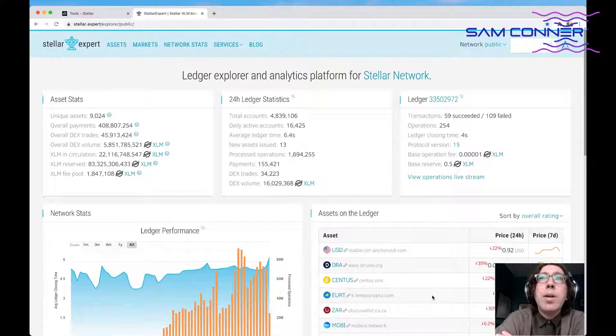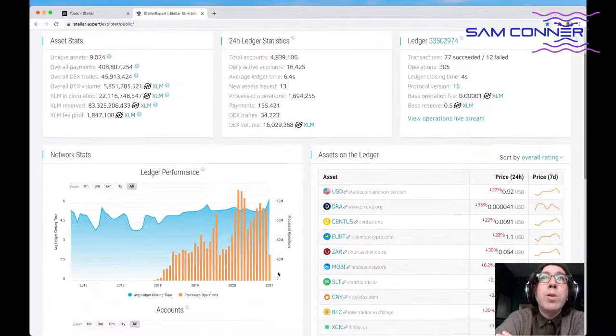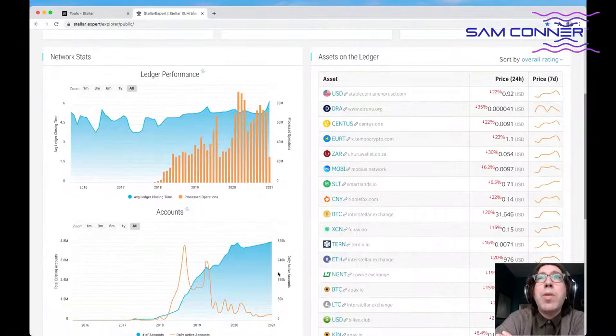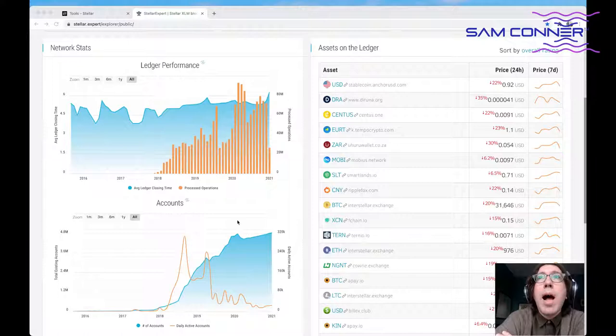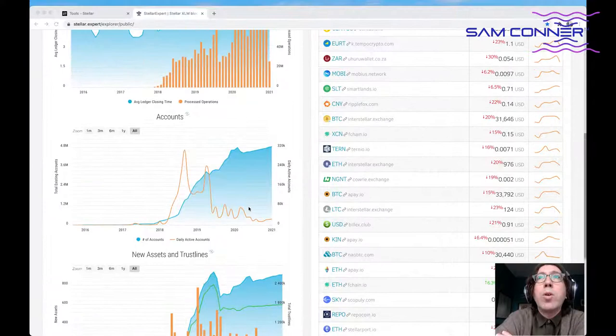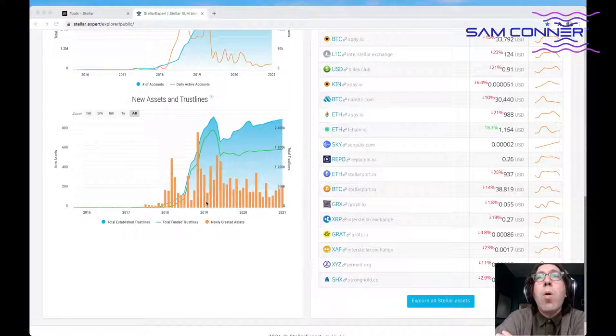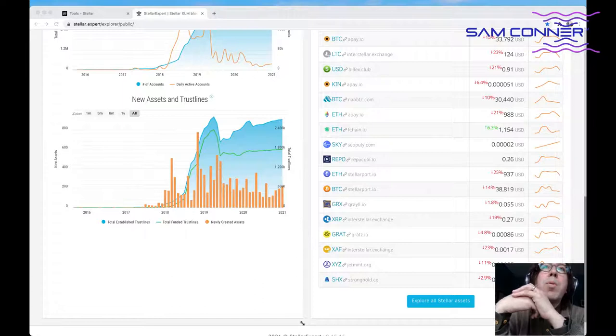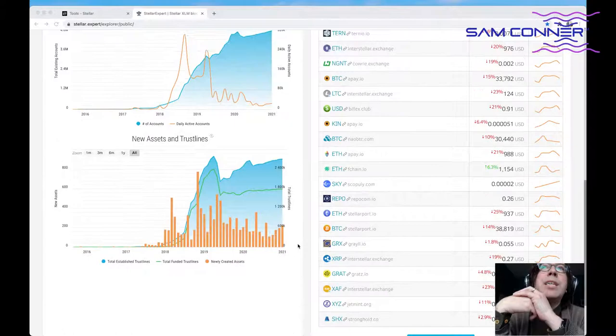At the Stellar Development Foundation, our goal is to increase equitable access to financial infrastructure. So the assets that we most pay attention to, in terms of our mission, are the assets that represent something in the real world. They represent either a fiat currency or a stock or a commodity. And those on-network assets can be redeemed for the underlying value that they represent. There are not 9,024 of those kinds of assets. That number is probably more in the hundreds, which is still a lot. There are still hundreds of assets that represent something in the real world that can be redeemed for the underlying value that they represent.